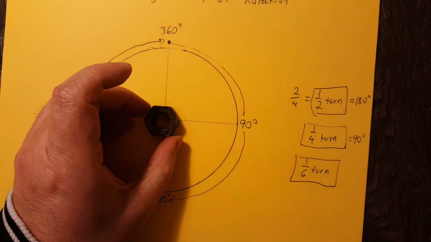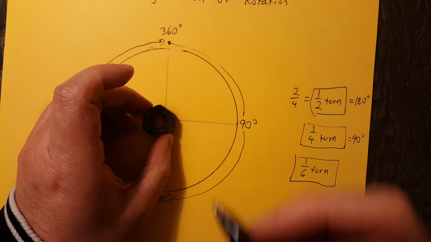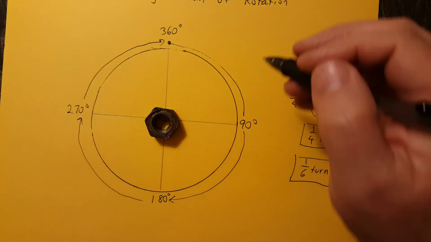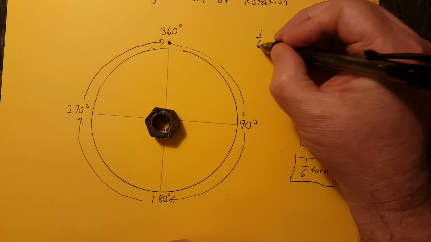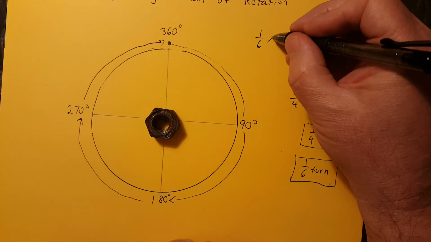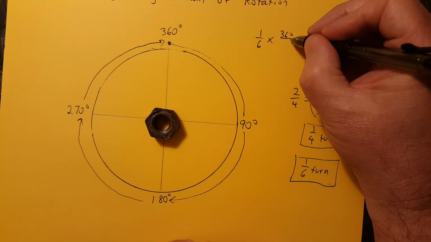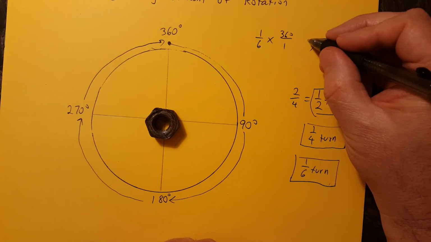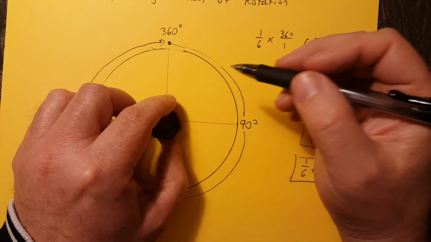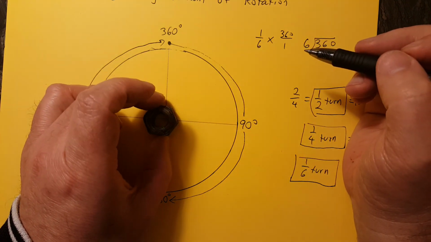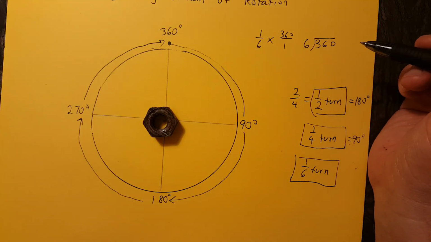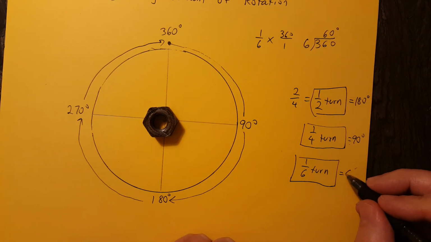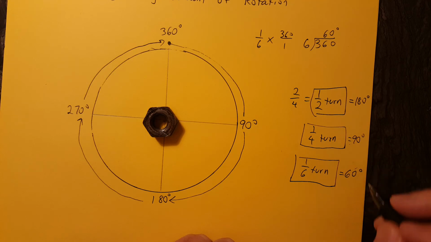Our hex nut went 1/6 of a turn. So you have to figure out what is 1/6 of a circle. So 1/6 of a circle is 1/6 times the 360 degrees. Or you could just do the 360 degrees divided by 6, because if you turn it 6 times, you're going to get the 360 degrees, and it turns out to be 60 degrees. So 1/6 of a turn is 60 degrees.